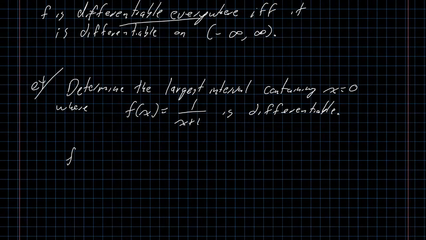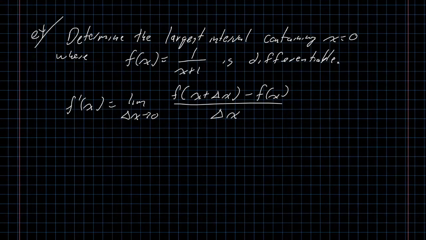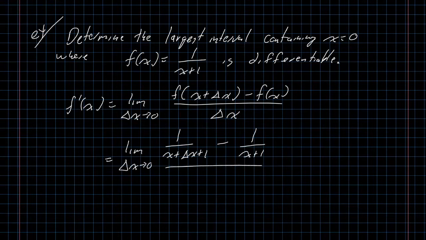But we know that f prime of x is the limit as delta x goes to 0 of f of x plus delta x minus f of x all over delta x, and that's the limit as delta x goes to 0 of 1 over x plus delta x, plus 1, minus 1 over x plus 1, all over delta x.